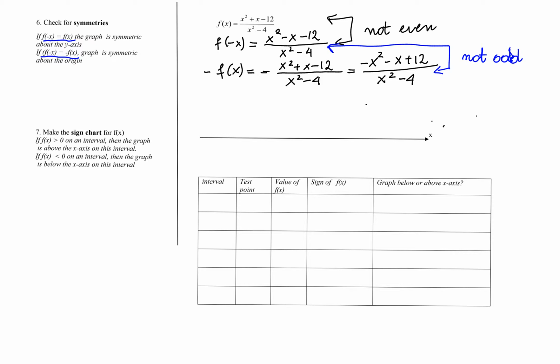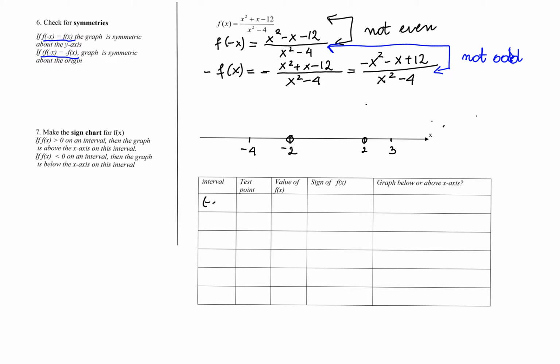We'll plot on the number line the points excluded from the domain. So this is negative 2 and 2. These points will never be included in our consideration, and we'll put also the intercepts, negative 4 and 3. Those points divide the number line into 5 subintervals, and we'll determine the sign of the function on each subinterval by computing the value of the function at a test point.